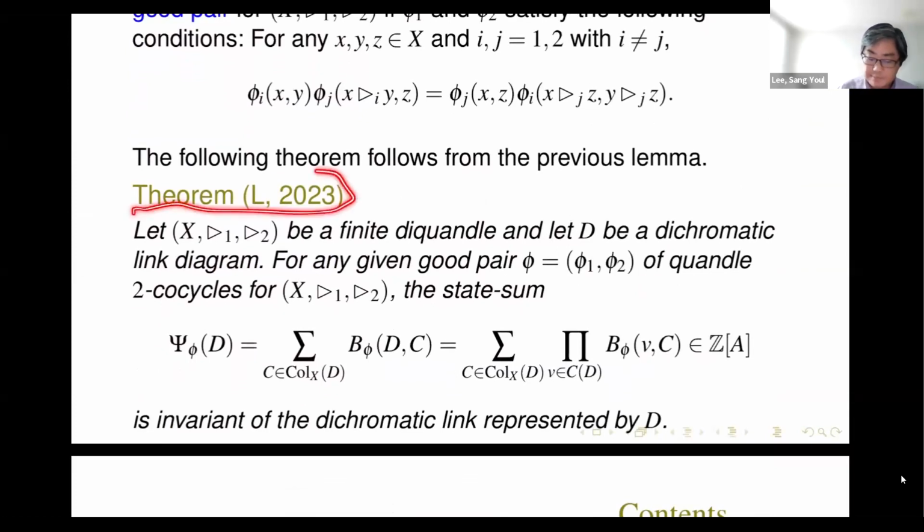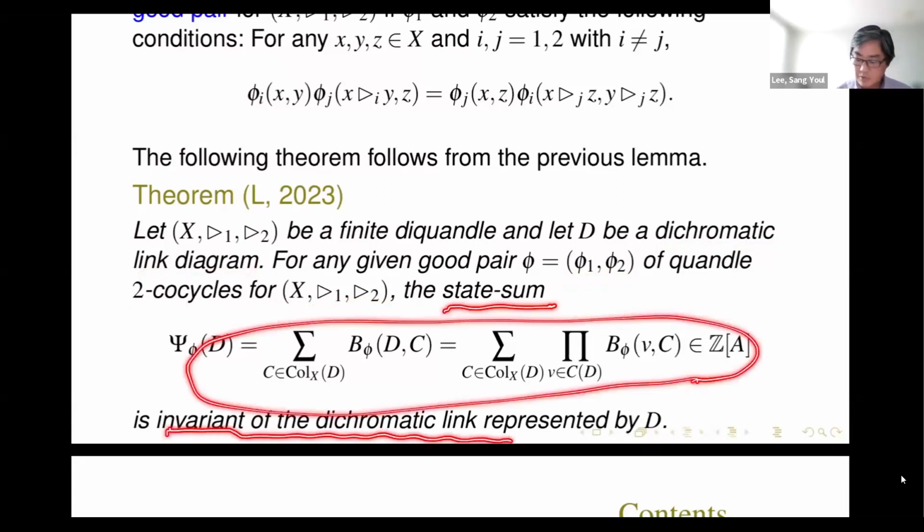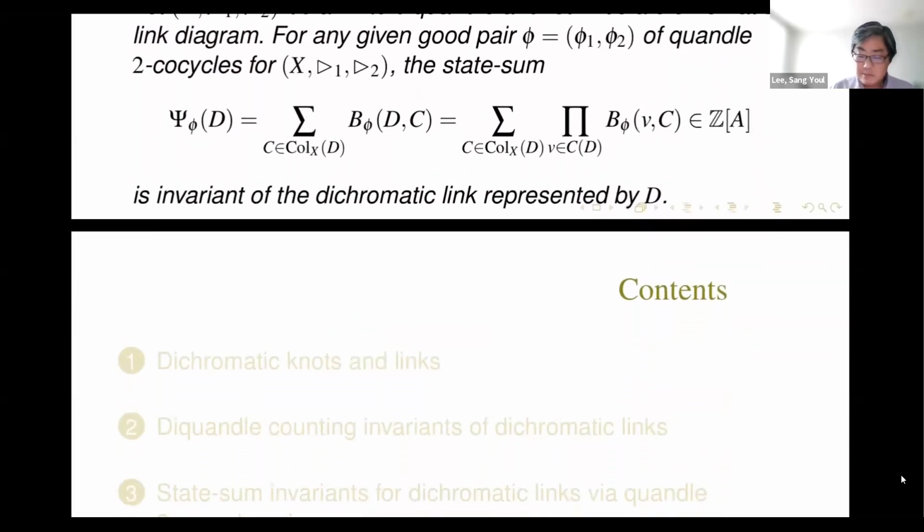Then we have this theorem. Let X, delta 1, delta 2 be a finite diquandle and D be a dichromatic link diagram. Then for any given group pair of quandle 2 cocycles for this diquandle, the state sum defined by this formula is an invariant of a dichromatic link represented by D. So this is a product of a vertex weight for a given coloring C. So summing this product over all diquandle colorings then gives an invariant for the dichromatic link represented by it.